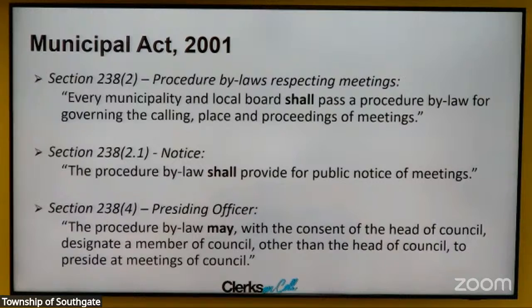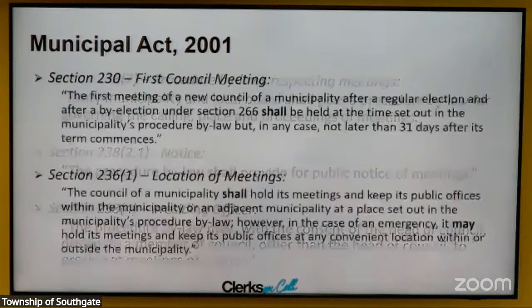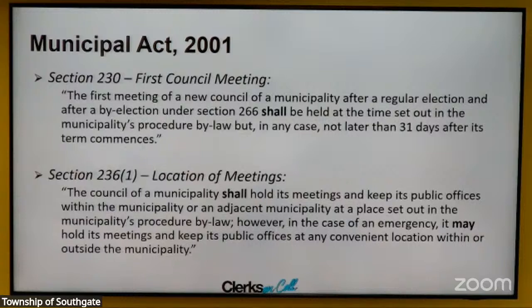It states that the procedure bylaw may, with the consent of the head of council, designate a member of council other than the head of council to preside at meetings of council. Section 230 of the Act states that the procedure bylaw should detail when inaugural council meetings will be held. And Section 236 subsection 1 states that council is to hold its meetings within the municipality or an adjacent municipality, and that the location of the meeting should be set out in the procedure bylaw.